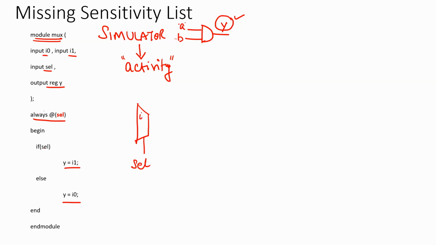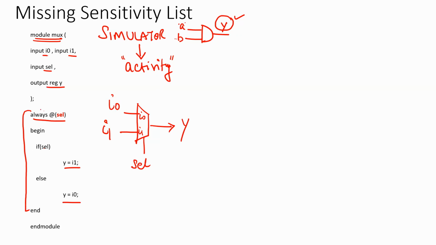There is a select. There's an I0 input. There's an I1 input. If the select is high, connect Y to I1. If the select is low, connect output Y to input I0. This is what we are trying to say. But what did we do here? Did we do any blunder here? The answer is yes. Now look at this always block, please.